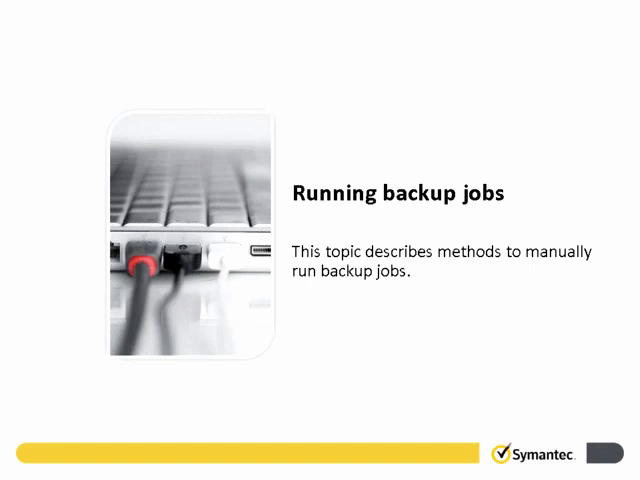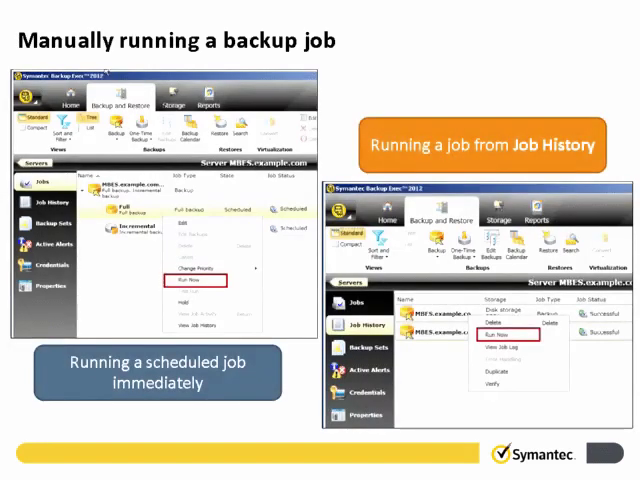To run a backup job, by default they'll run on a schedule, but I can also right click on the job and say Run Now, which means that it is going to run in addition to its existing schedule. I can also look at a job history. So if a job has failed, I can go to the job history, right click on it and say Run Now to get it to try to complete successfully.